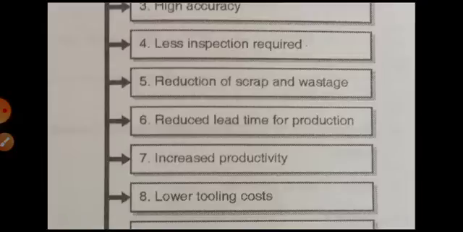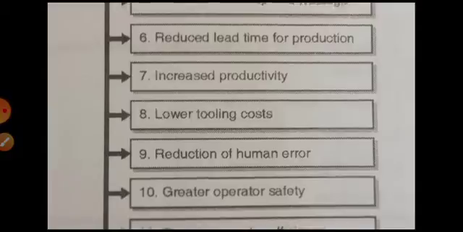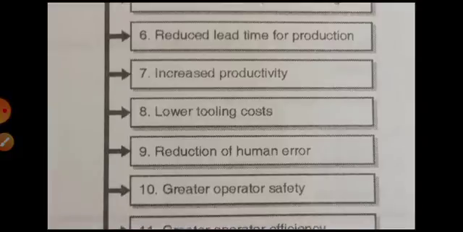Lead time is also reduced. Reduction of scrap and wastage is also there, as there is more accuracy. Then increased productivity. Lower tooling cost is there. Increased productivity is also a more important point, because there are no limitations like humans have. As it is a machine, it can work 24 by 7 hours, so there is no limit. You can say productivity can be increased, then reduced lead time and lower tooling cost.